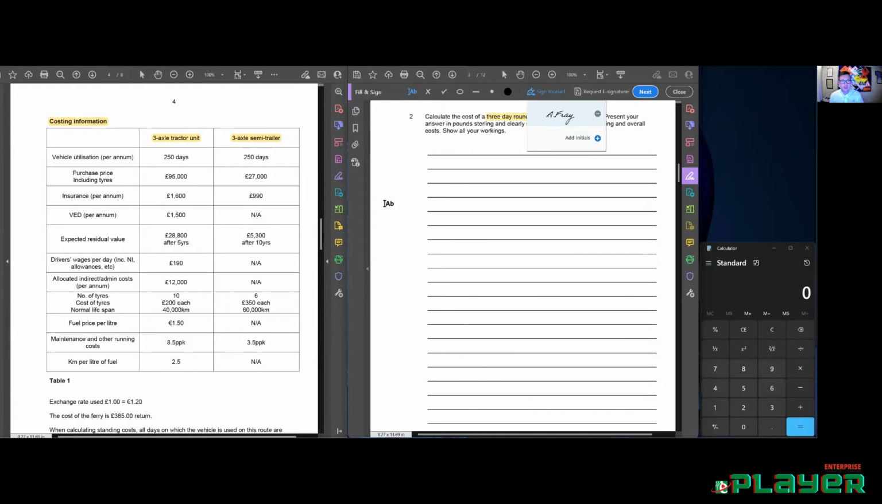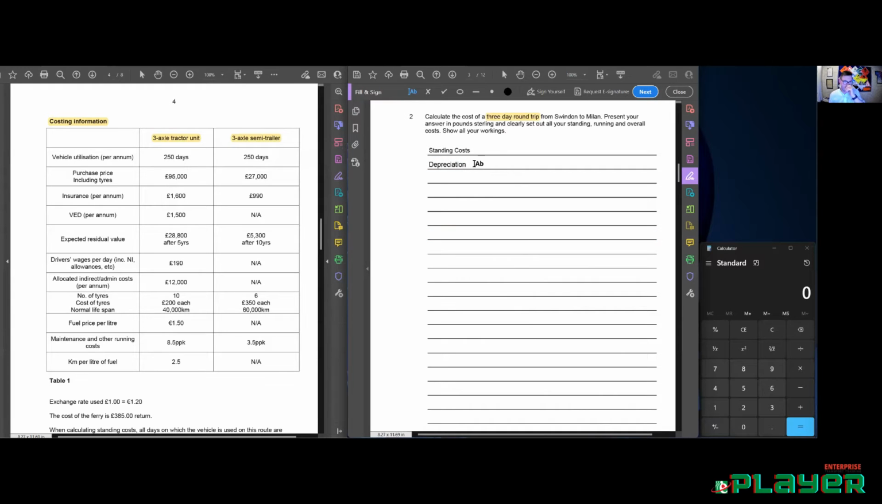So what I'm going to start then is, as it states there, it wants my standing, running and overall costs for this journey. So the first thing I'm going to do is put in here standing costs, because I always start with my standing costs. That's the first thing I always do. And usually the first cost that I put in is depreciation, because it's the slightly longer one to work out. So I'll put in here depreciation.